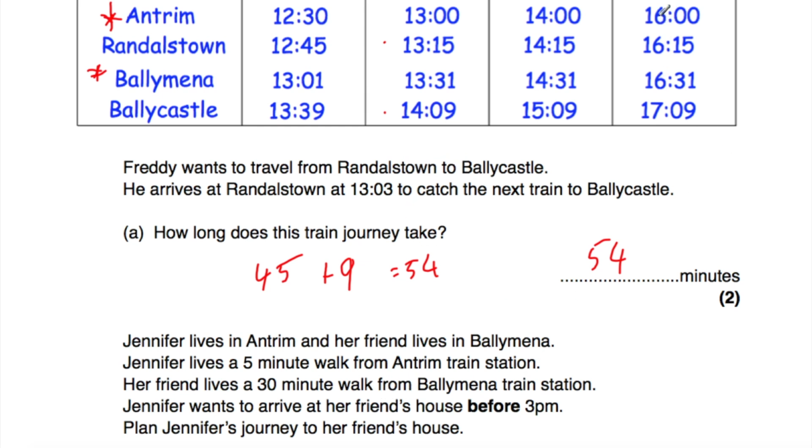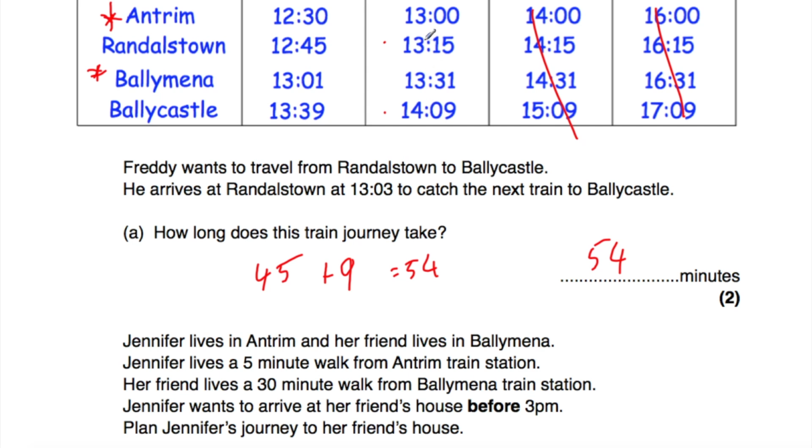Now, it can't be this train, because that train arrives in Ballymena at 4:31. Now, her friend lives a 30-minute walk from Ballymena train station. So if she got this train, she would actually arrive at her friend's house, if we had 30 minutes onto this, at 1 minute past 3. Now, I don't know how strict this before 3 o'clock is, but it obviously means that we can't get this one. You know, we don't want to take the risk.